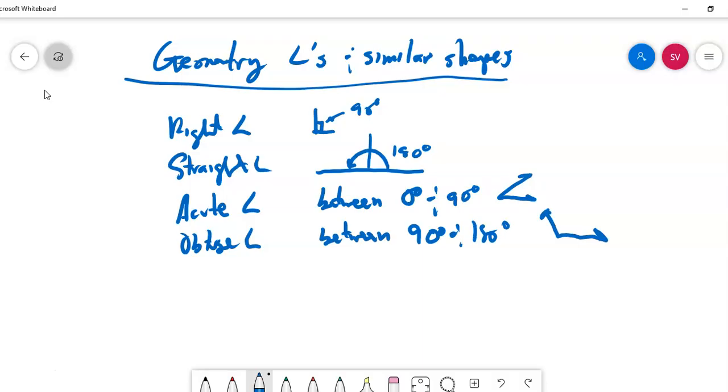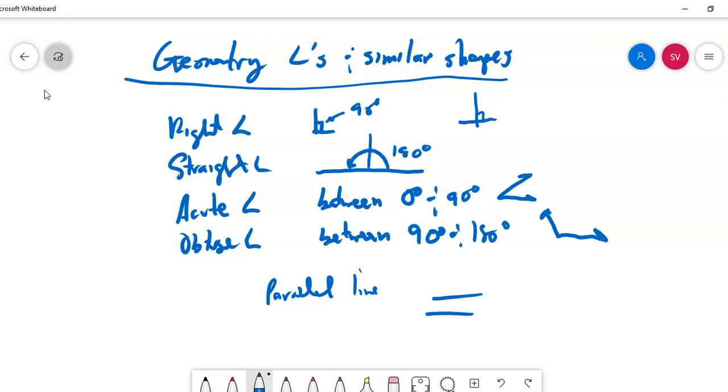Okay, we already talked about perpendicular lines. That's when a vertical line and a horizontal line meet to give you a 90-degree angle. Parallel lines are two lines that run along each other but never touch. So if you were to graph parallel lines, they would have the same slope.